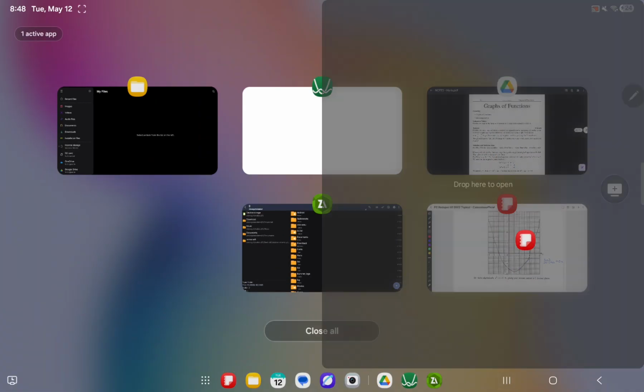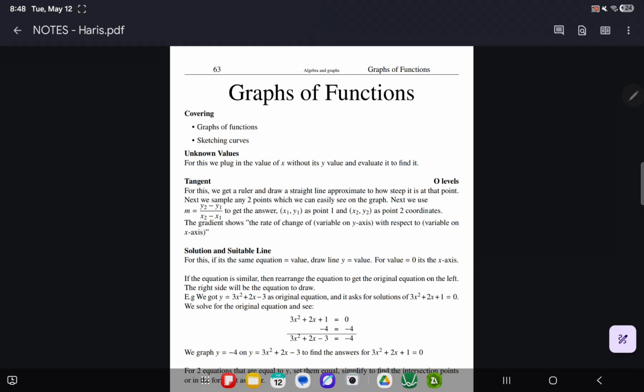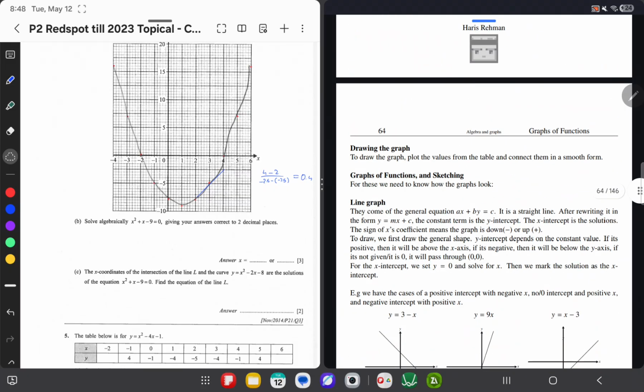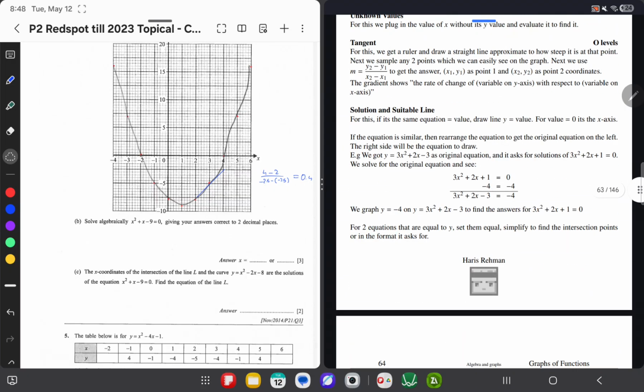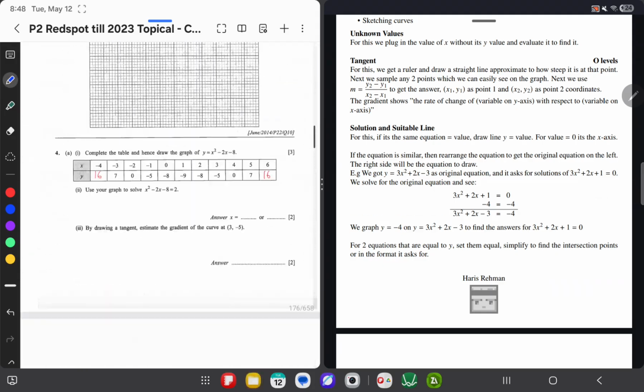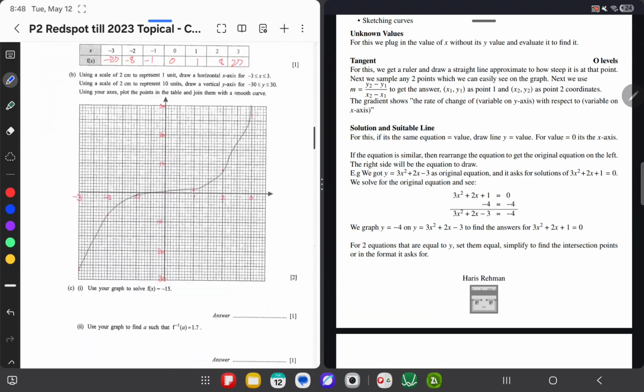Next, solving questions which ask you to solve the curve. Here's one like this as well.